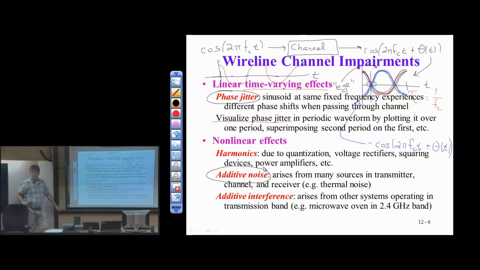Right? Just from thermal noise, the random motion of electrons due to temperature. And this additive noise will be throughout the system: transmitter, channel, and receiver.